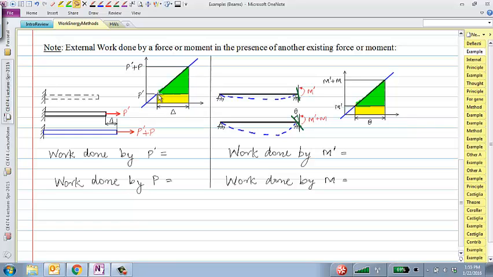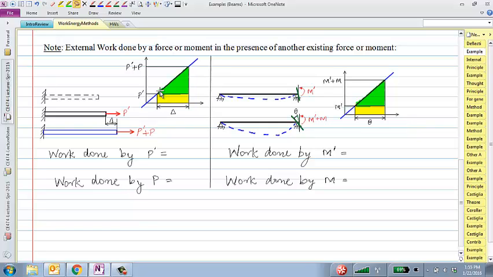When you sum up the yellow triangle and the yellow rectangle and the green triangle, that would be the total external work done by both forces, P prime and P, in going from this initial deflection to this final deflection. And later on, you'll see that this yellow rectangle is what constitutes the virtual work. This green triangle is the real external work. Okay, so this is an important concept to understand.